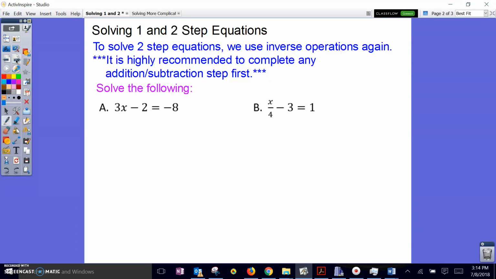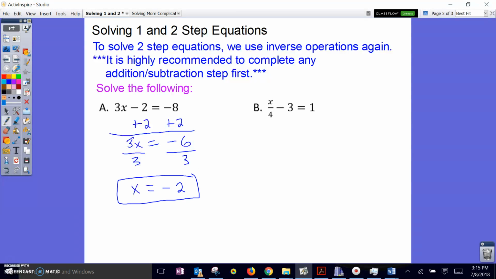So we'll look at part A, 3x minus 2 equals negative 8. We're going to undo the subtraction using addition. And we've got 3x on the left-hand side. And on the right, we've got negative 8 plus 2, which is negative 6. And now we've got 3 times x, so to undo that, we use division. We'll divide both sides by 3. And we get x equals negative 2.